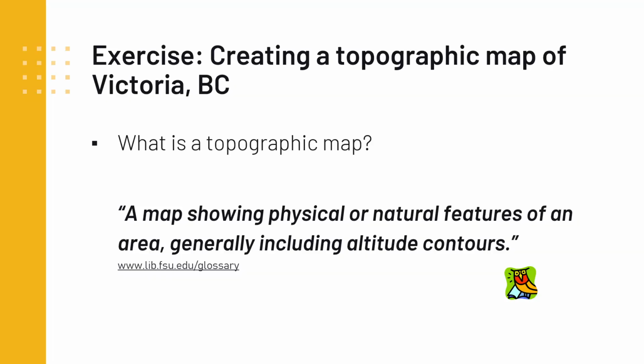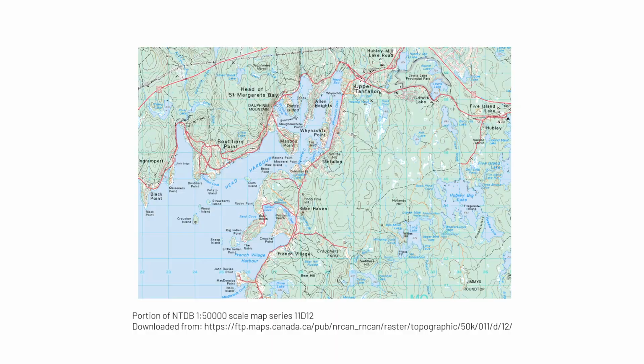In the exercise today, we're going to be creating a topographic map for Victoria, British Columbia. What exactly is a topographic map? It's a map showing physical and natural features of an area, including contours.